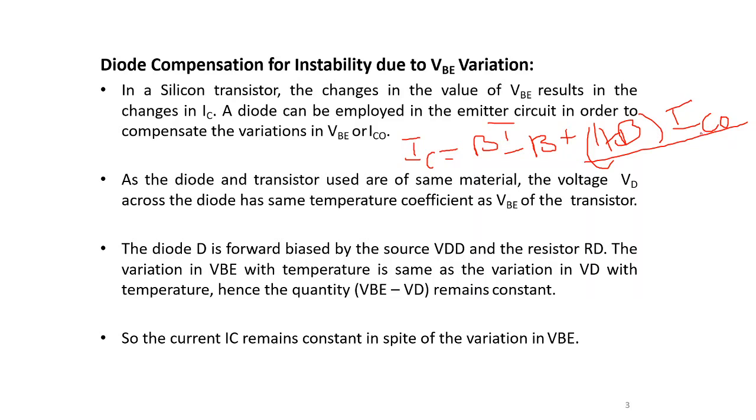In this, if you observe, there can be variation whenever the temperature varies. IC0 can vary, and whenever the temperature varies, VBE can also vary. So in this lecture, we are going to concentrate on these two parameters by using diode compensation with respect to the variation of temperature. The first one we are discussing is the VBE variation.